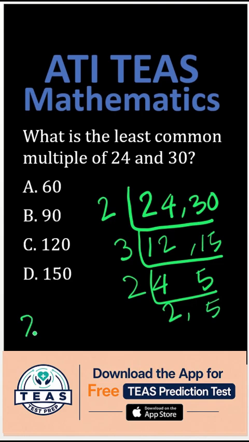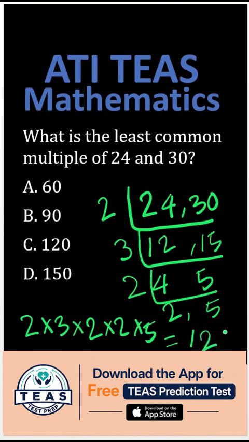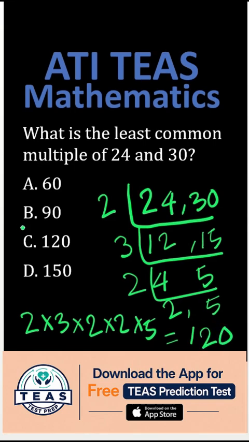So the LCM will be the multiplication of all these numbers. So that's 2 times 3 times 2 times 2 times 5. 2 times 3 gives us 6. 6 times 2 gives us 12. 12 times 2 gives us 24. And 24 times 5 gives us 120. And with that, the correct answer is option C.